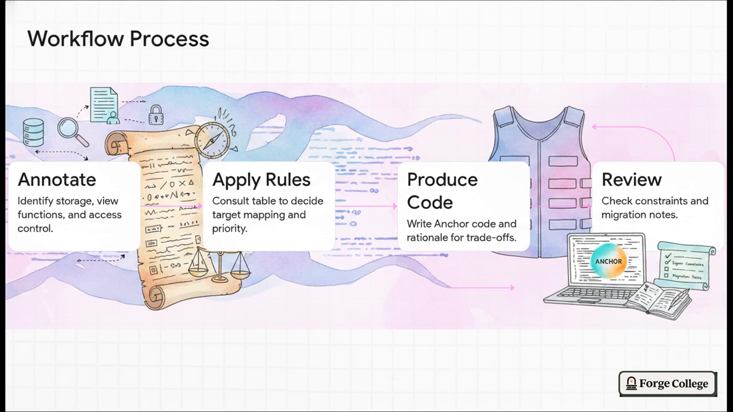Go in and identify persistent storage, view-only functions, and msg.sender calls. Step 2, apply access rules. Use the matrix we just talked about to decide your target mapping and priority. Step 3, produce code and rationale. This is where you actually write the Anchor code and jot down a short paragraph explaining the trade-offs you made. Finally, step 4, review checklist. Double-check your signer constraints and migration notes. It's systematic and it works.